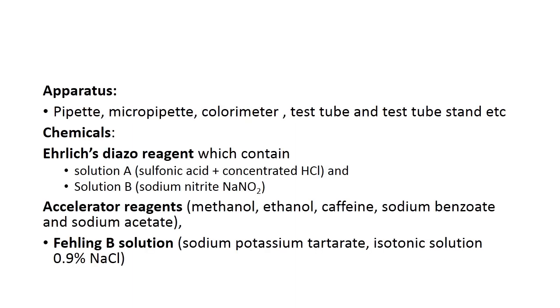We need the following apparatus: pipette, micropipette, calorimeter, test tube and test tube stands. Chemicals required are Ehrlich diazo reagent, which contains solution A and solution B. Solution A contains sulfonic acid and concentrated HCl, while there is sodium nitrite in solution B. Accelerator reagent contains methanol, ethanol, caffeine, sodium benzoate and sodium acetate. And filling B solution contains sodium potassium tartrate and isotonic solution, that is 0.9% sodium chloride.